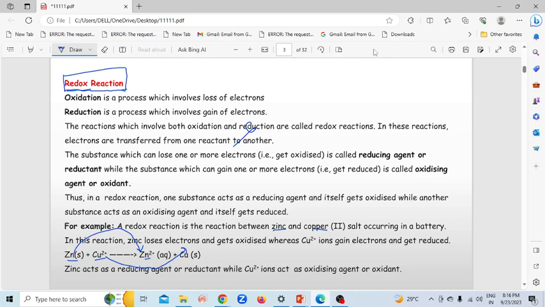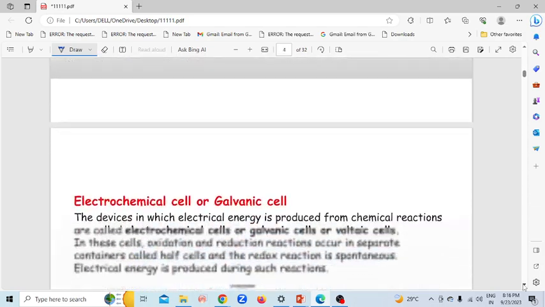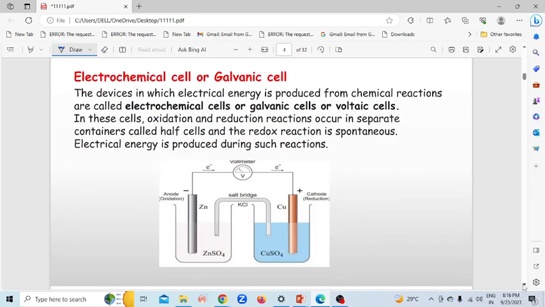So it should be clear that in an electrochemical cell there are reduction and oxidation, two reactions. Now we can separate them into the oxidation reaction and the reduction reaction. It is called a half cell reaction. How that works we will discuss next. First of all, we will discuss the structure of the electrochemical cell, also known as a galvanic cell.